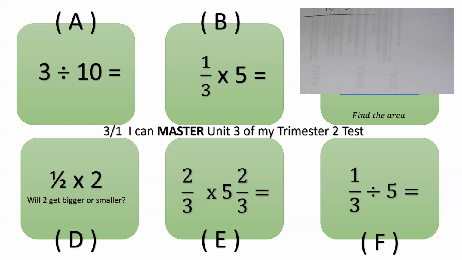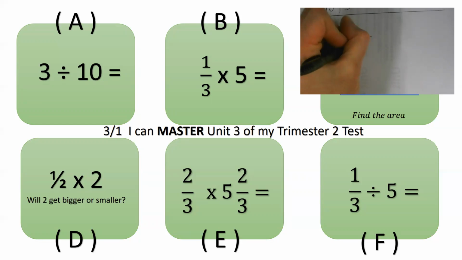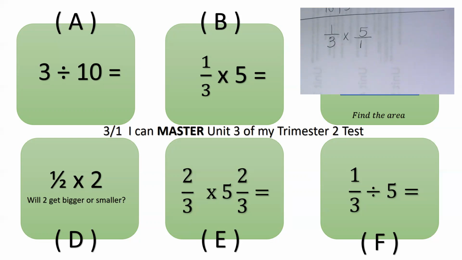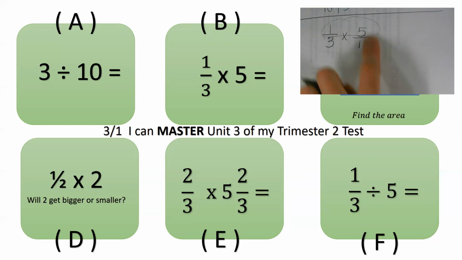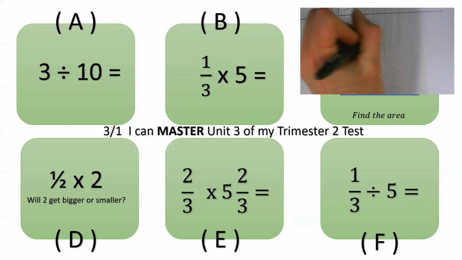Let's go to B. Do you know how to take a fraction of a whole number? Well, remember, when we multiply, we have to make sure that we're multiplying both numerators and denominators. 5 is a whole number. So to make it a fraction, you just put a 1 under it. Now you multiply across. Remember, if you want to simplify first, you can. However, here we cannot simplify first. When we multiply across, we get 5/3.